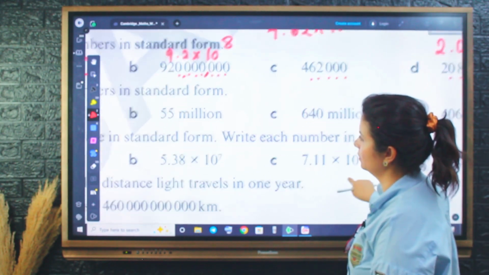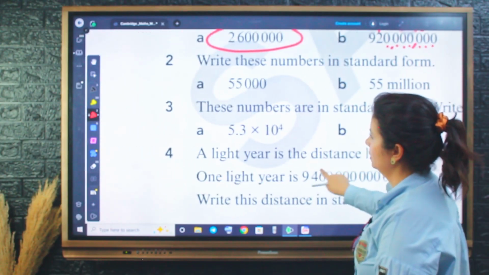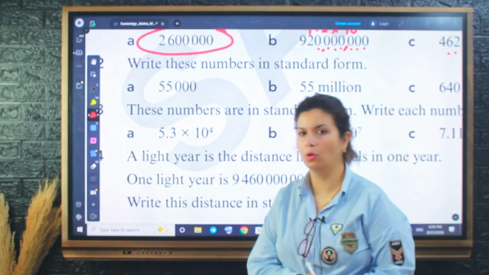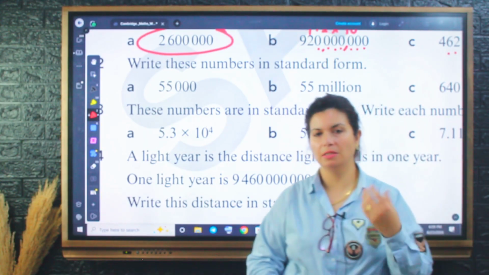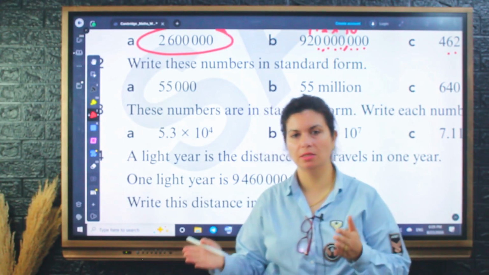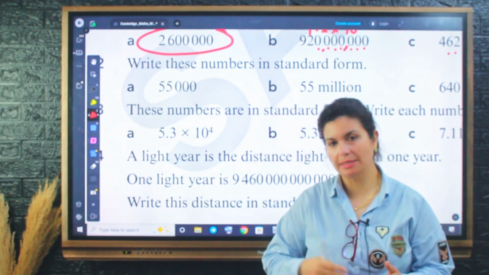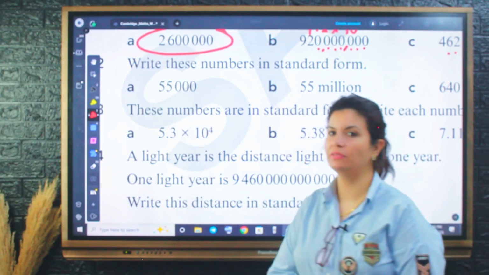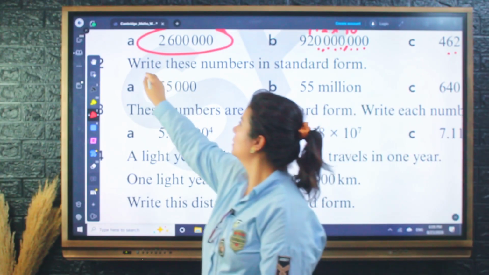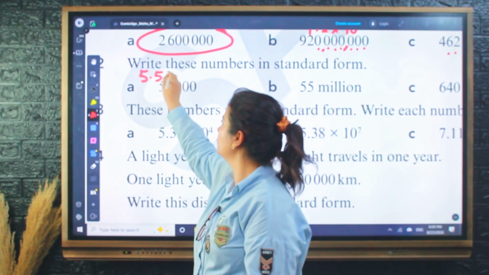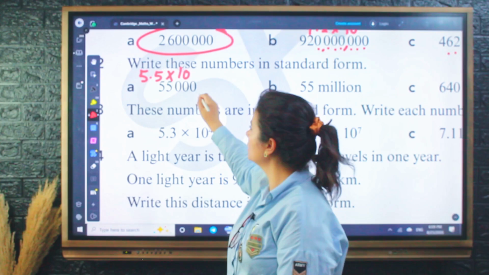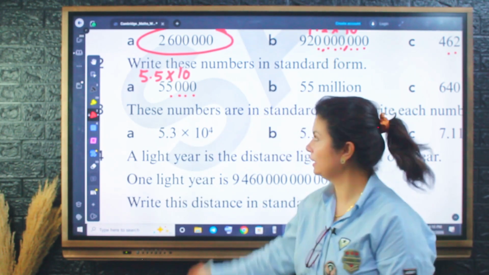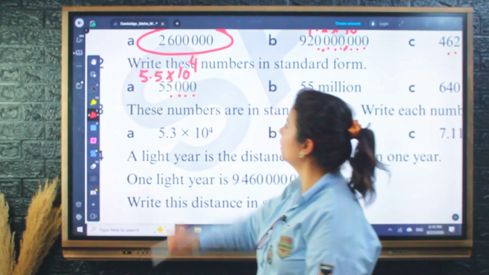Let's see another number. Here it's the same: we need to put each number in the standard form, and we said the standard form is a power of 10 and a number between 0 and 10, not less than 0, not more than 10. So here we have 55,000, we can write it as 5.5 times 10. Look how many zeros we have; in the place of 10, it's raised to the power 4.